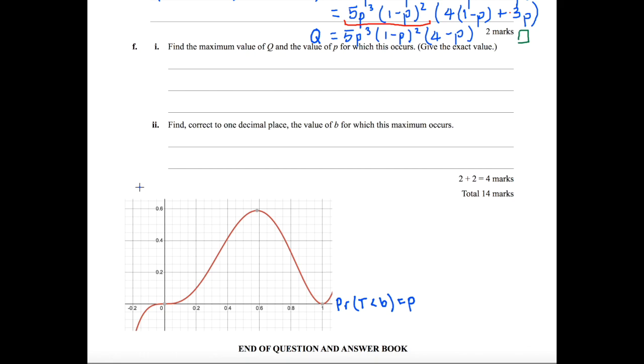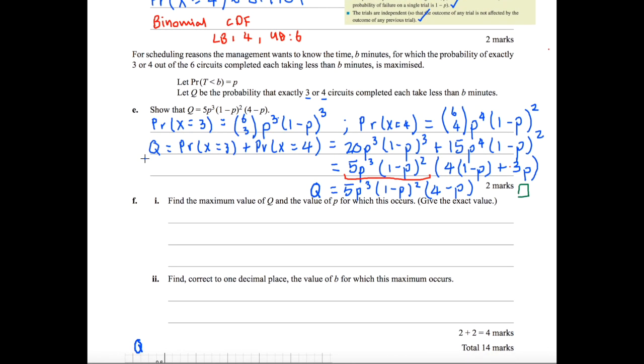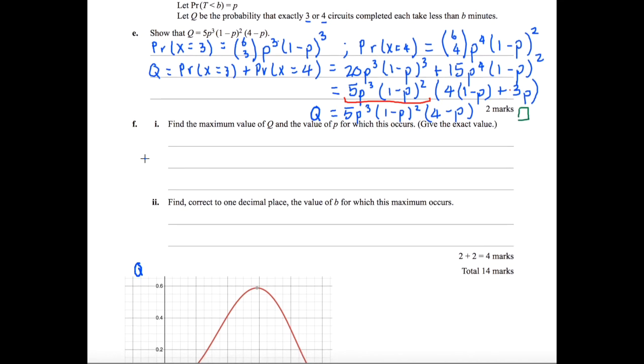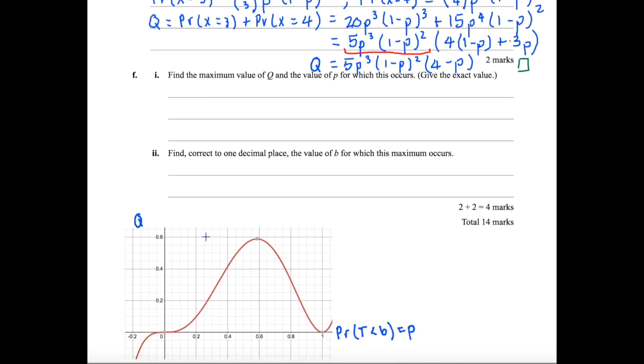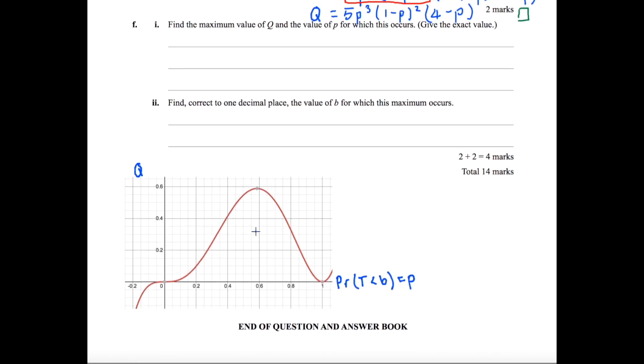Along the other axis, we have Q. And Q is, what does it say? The probability that exactly 3 or 4 circuits completed each take less than B minutes. So Q is just a function of P. For example, if the probability that T is less than B minutes is 0.4, along here, then the probability that exactly 3 or 4 circuits completed take less than B minutes is, I don't know, approximately 0.4 as well.